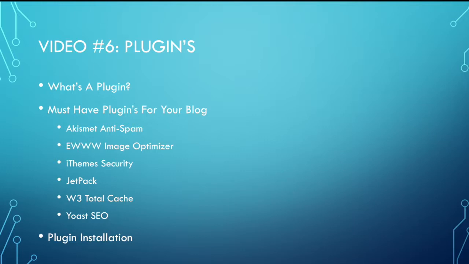iThemes Security. That is another plugin that helps extend the security of your blog. There's a number of different things you can configure that will help prevent a hacker from accessing your blog. JetPack. This is a plugin developed by the creators of WordPress that gives you all kinds of functionality. It's like a plugin within a plugin. W3 Total Cache. This is a plugin that will help the performance of your blog. We'll have a follow-up video to configure this, because it's a very large plugin and there's a lot that you can do with it.